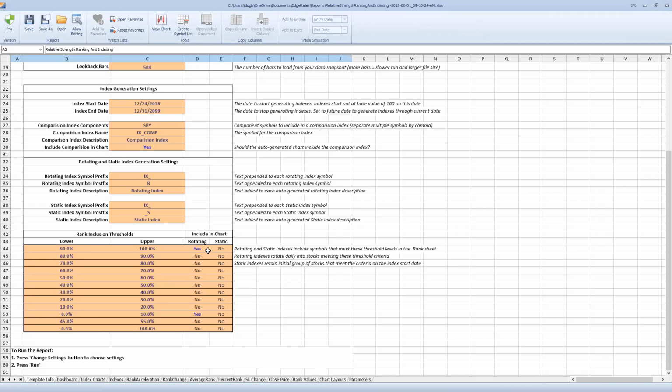There's a couple of other columns in here that you can change. Before you run the template, you can just click on these and change them to yes or no. Include them in the chart, yes or no. So by default, the things that are included in the chart, which we're going to look at next, are the rotating index 90 to 100, the rotating index 0 to 10, and then the comparison index is also included in the chart by default. So let's take a look at the chart.